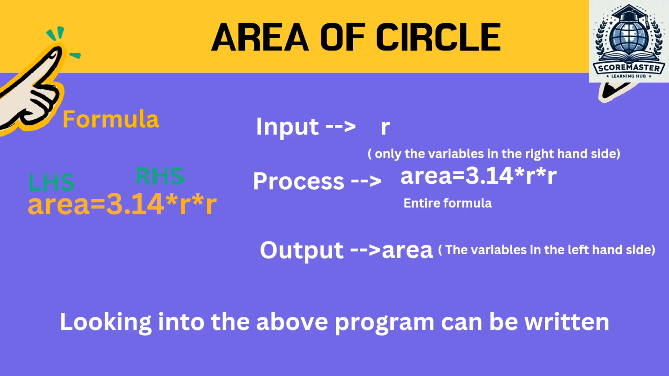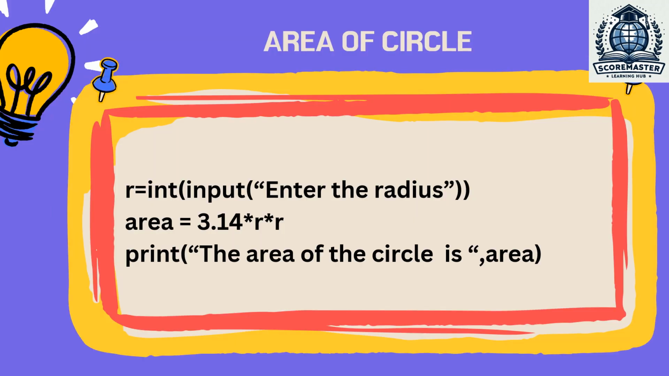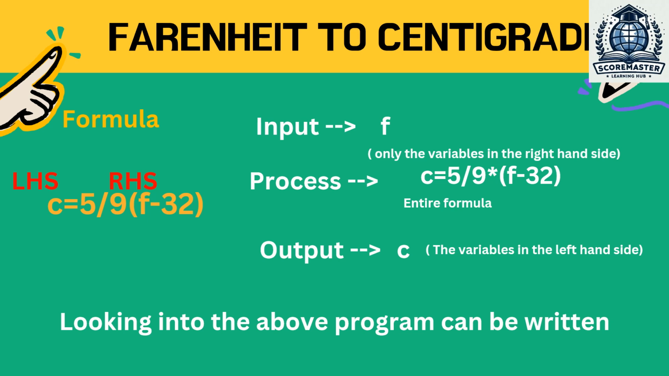Our next program is to calculate the area of a circle. So the first step is you have to write the formula area = pi R square. Divide the formula into LHS and RHS. Here input will be R, process will be area = pi R square, output will be area. To write the program, take radius as input. Calculate the area of the circle as pi into r square. Print area.